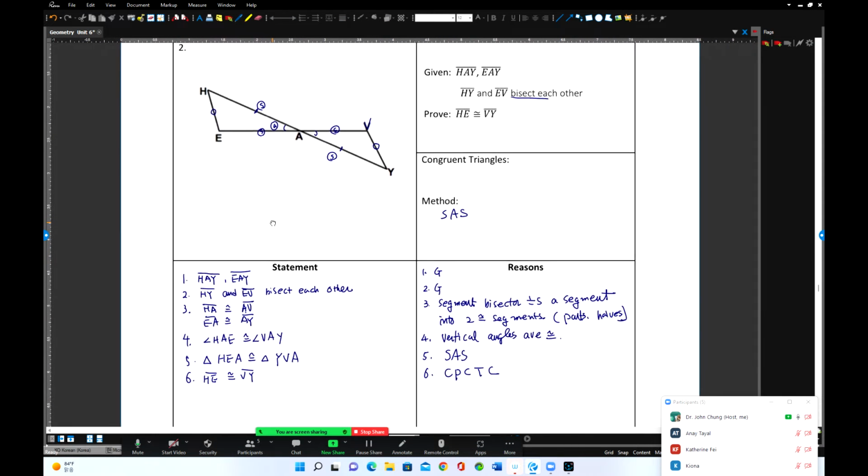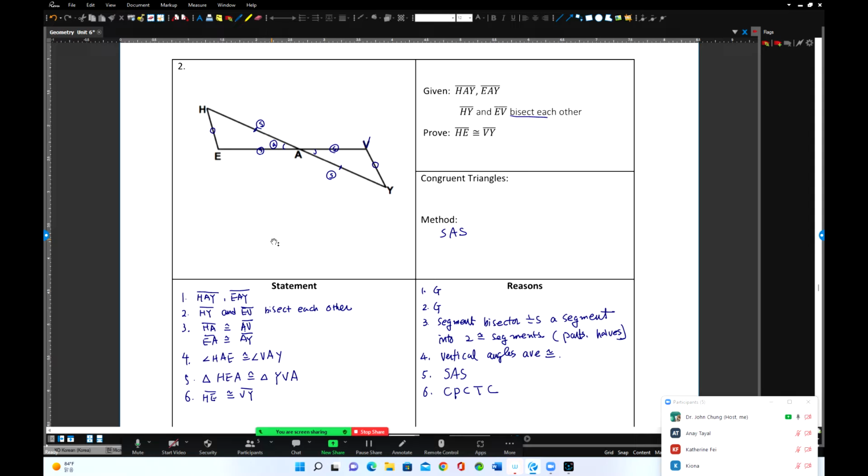I hope you guys understand this one, how we use CPCTC. CPCTC, we always need to prove two triangles are congruent first. After that, you can say CPCTC. Just one more step after congruent triangles, okay?